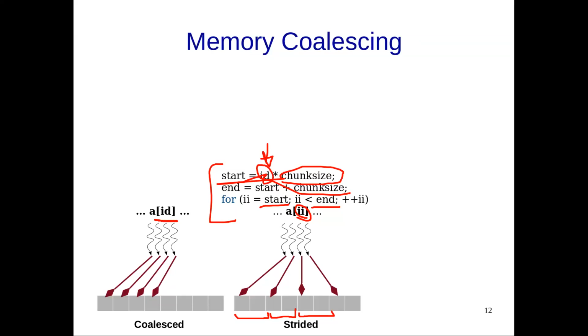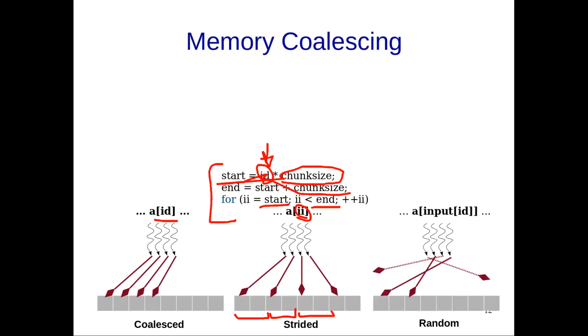Okay. All right. The random pattern can either come as a totally random value, or it could be input dependent, which is also called data dependent. Right? So when you have A of input of i, that nested array index, that is going to give you very uncoalesced access. There won't be any guarantee in terms of coalesced accesses.